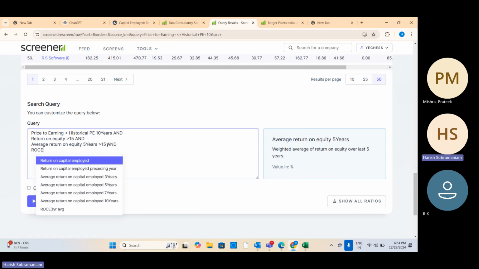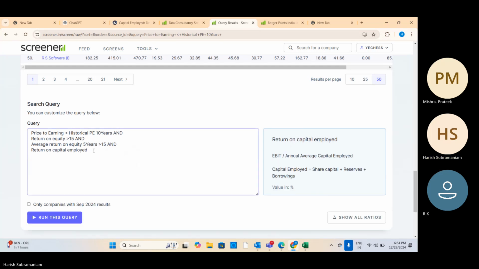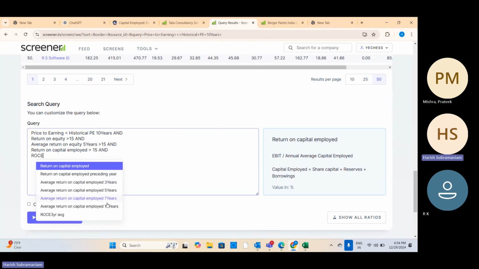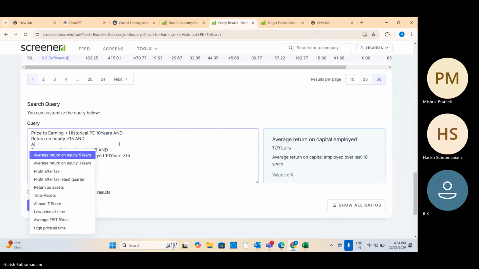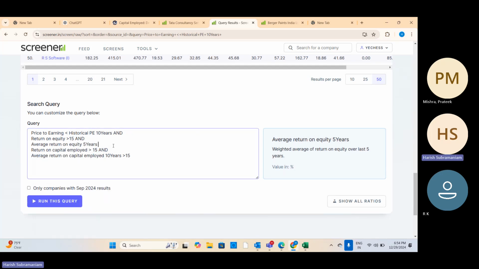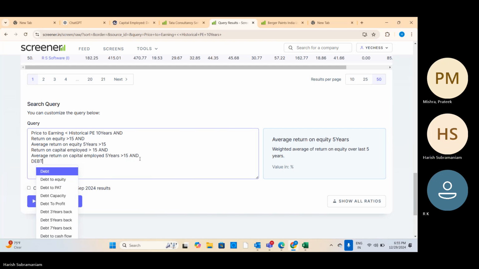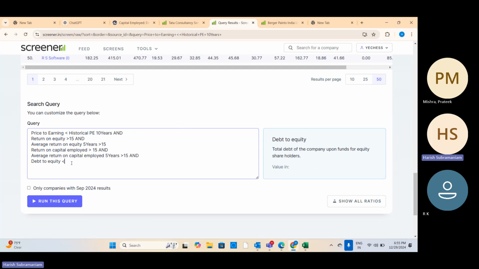And return on capital employed should also be good. And return on capital for the last... Okay, so this is not giving 10 years. Fine, we'll just use 5 years then. We'll also use 5 years here to keep it uniform. And we know that debt should be low. Debt to equity is less than 0.5.